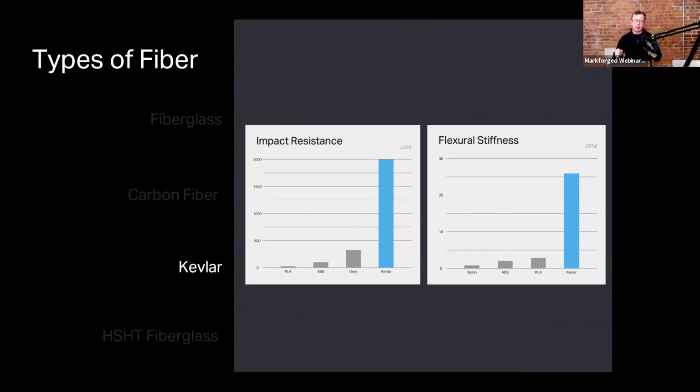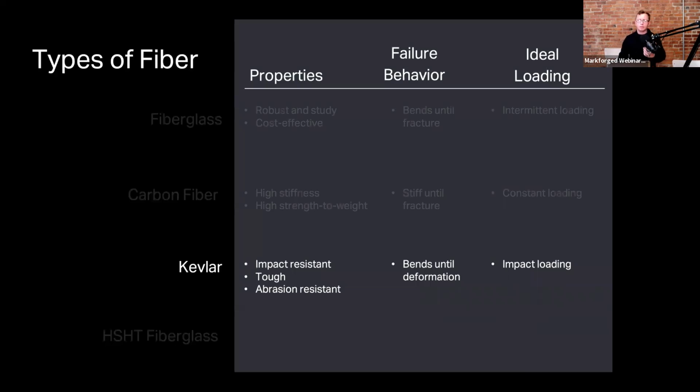So it'll bend and it'll bend and it'll bend, and then eventually it'll just deform instead of snapping, which would happen with carbon fiber or fiberglass. So this provides a much more predictable and forgivable failure mode compared to the other fibers. And so again, it's lightweight. It's perfect for those impact loading scenarios where toughness is needed.